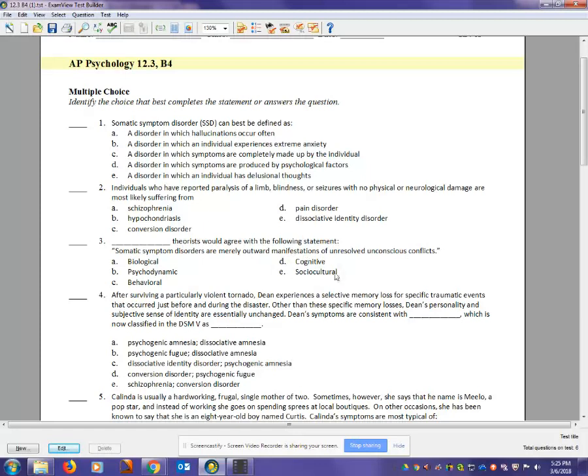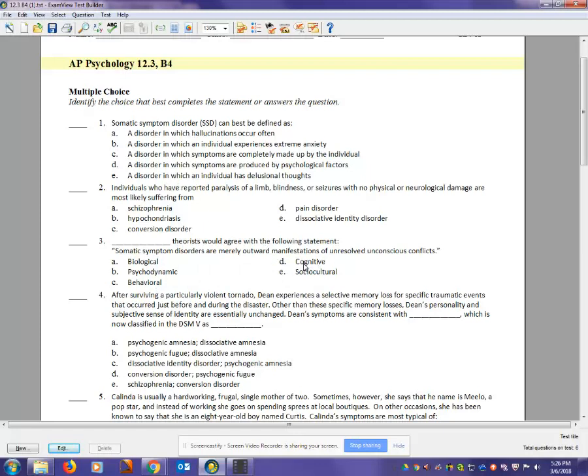So we can take out sociocultural because there are no cultural statements here. We can take out biological. We don't see any medical terminology or anatomical structures. And then behavioral, we really don't see anything about stimulus or response here. So we're going to narrow it down to cognitive and psychodynamic. Now we've got to determine what cognitive theorists would use to talk about these somatic symptom disorders that we just discussed here.